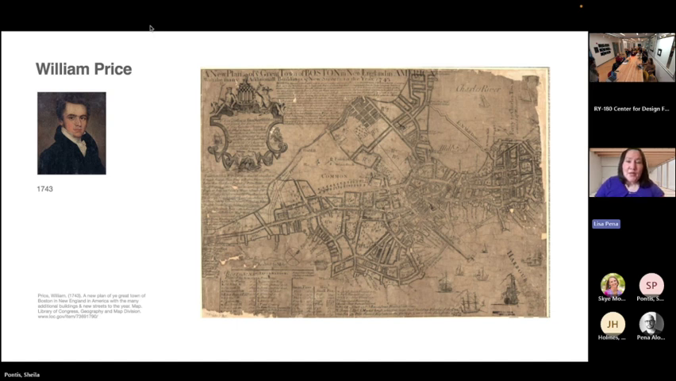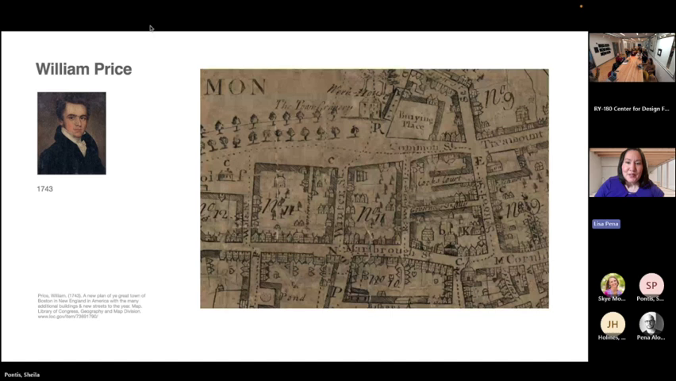This map actually underwent a lot of revisions over time. It was originally owned by William Price's partner, and when he passed away, William Price took over and would add and reprint or reproduce the map with additions to it each time. There's a lot of tiny details in this, so Sheila, if you can click, I have a slightly zoomed in view here, where you can see the street view.